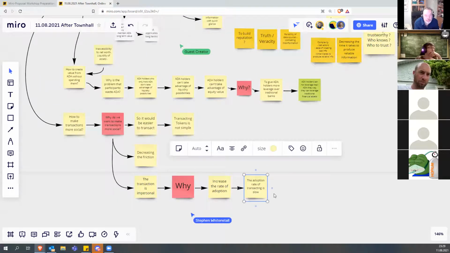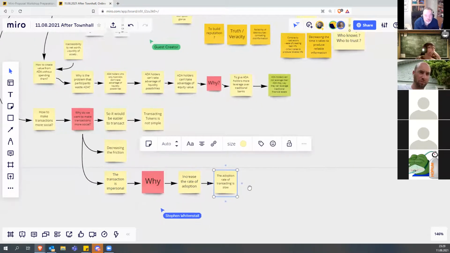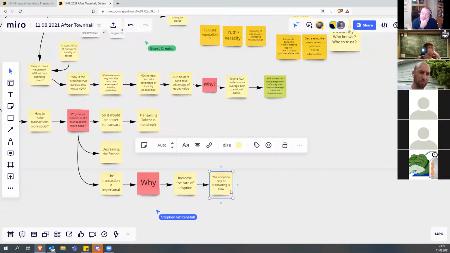Okay, so we are getting... Why do we want the adoption rate of transacting to be low? And yeah, because right now, if you ask why we want the adoption rate to increase, then it will bring us back to: because we want to make transactions more social, I guess.